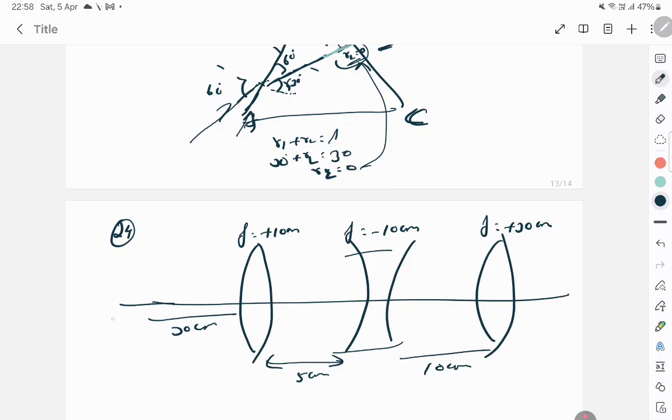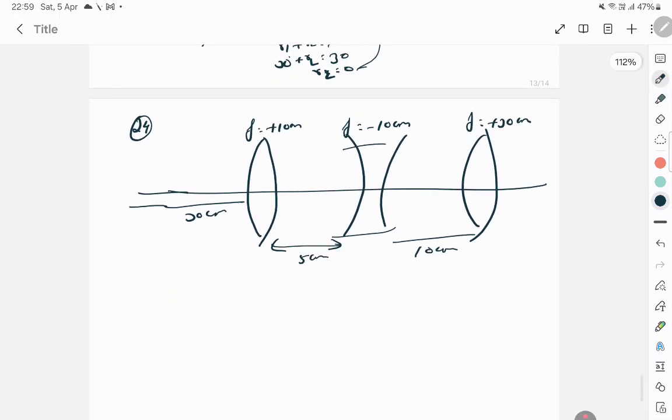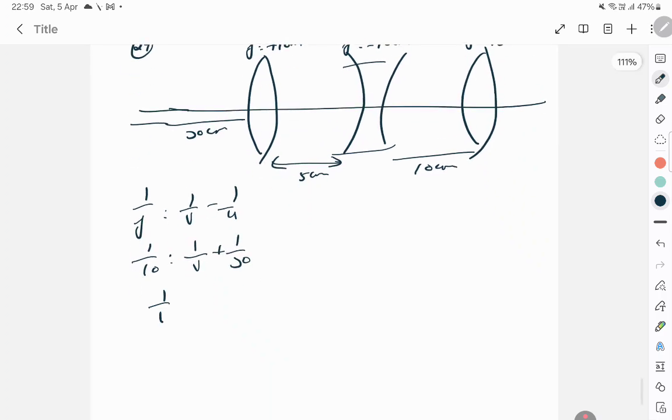Considering that this object is at 30 centimeters, which is beyond C, you get the image between F and C. Let's take the first lens. 1 by f is equal to 1 by v minus 1 by u. 1 by 10 is equal to 1 by v minus 1 by minus 30. So 1 by v is 1 by 10 minus 1 by 30. The LCM is 30. So 3 minus 1 over 30, which is 1 by 15. So v is equal to plus 15.